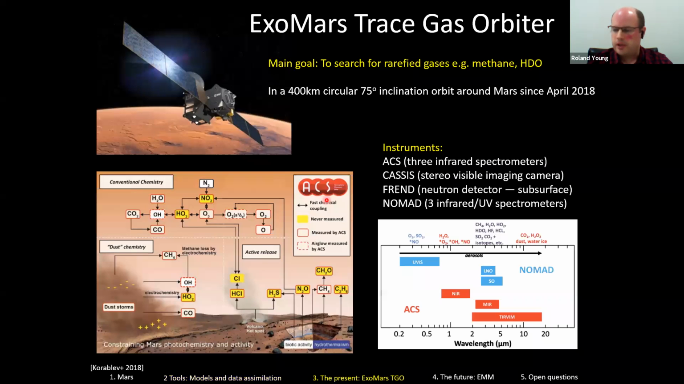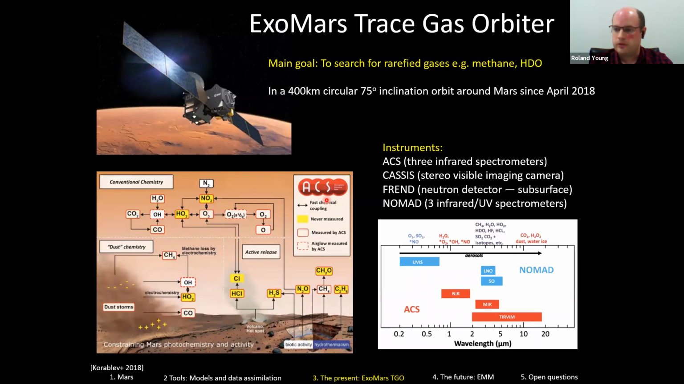So so far I've been working with one spacecraft in this effort to use data assimilation to understand some aspects of the Martian atmosphere. The first of these is the ExoMars Trace Gas Orbiter. This arrived at Mars and got to its final orbit in April 2018, so it's been there for 2 years or so.